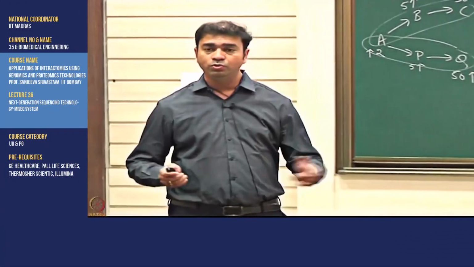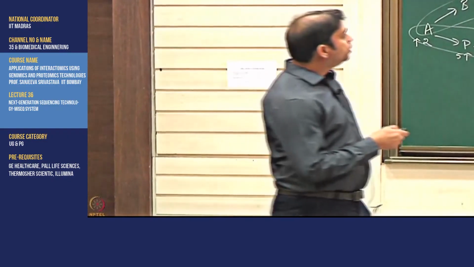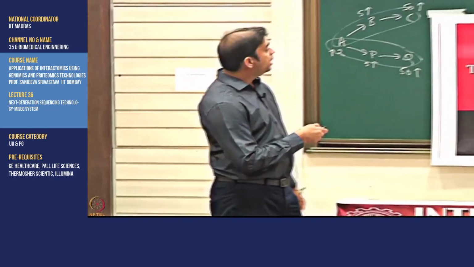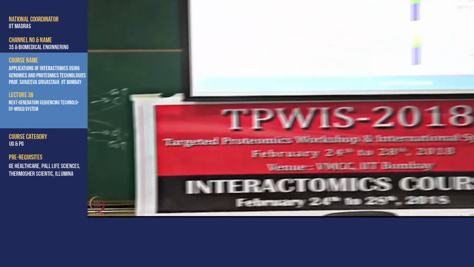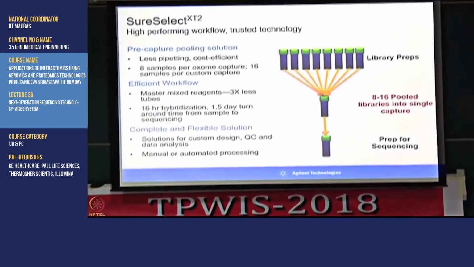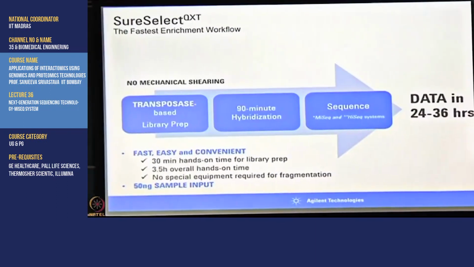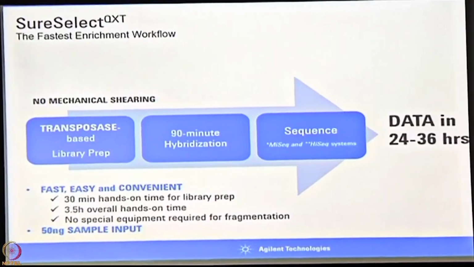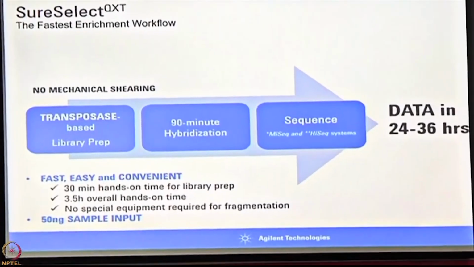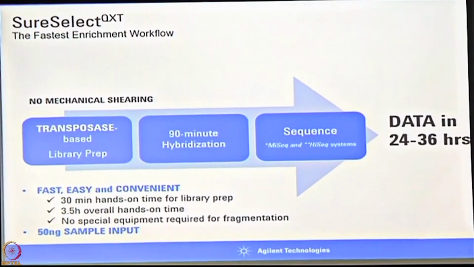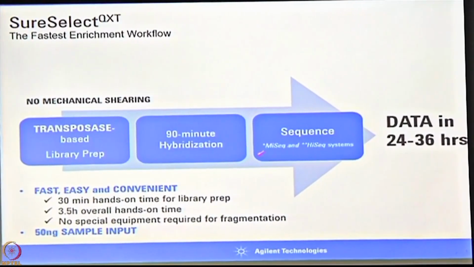Another, if you want to do a comparative study, you can barcode the patient samples and pool them, 8 to 16 in one pool, followed by capture and then sequencing. So you can compare between the patients also. That is XT2. Another library preparation is based on enzymatic shearing. You can use a transposase enzyme to make the libraries, then hybridization followed by sequencing. This is the fastest way you can make libraries for exome sequencing.